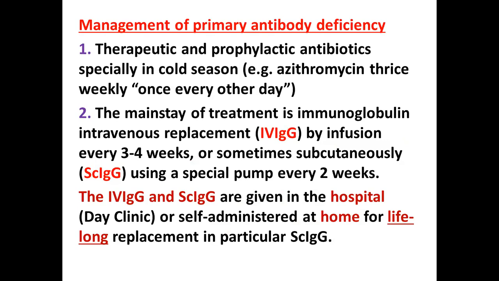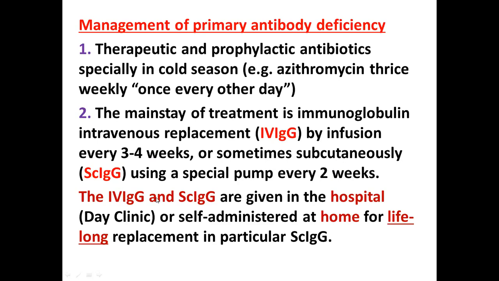Management of primary immunodeficiency: therapeutic and prophylactic antibiotics, azithromycin thrice weekly, every other day. The mainstay of treatment is to give intravenous immunoglobulin in infusion every 3 to 4 weeks, or you can give it subcutaneously using a special pump every 2 weeks. So intravenous every 3 to 4 weeks, subcutaneous every 2 weeks.